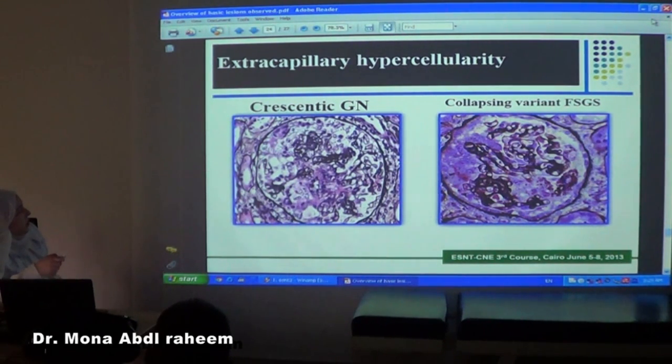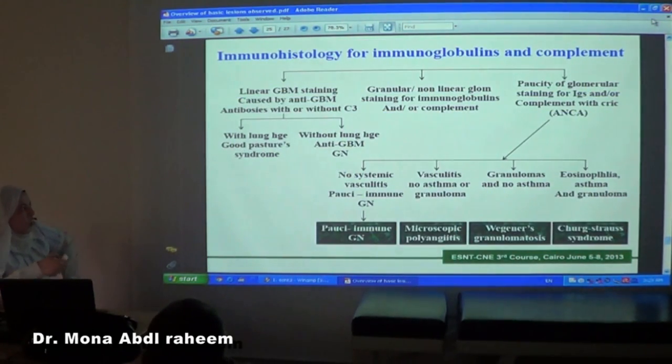The last abnormality that we can encounter in the pathology is extracapillary hypercellularity, which has two types. The crescentic type, like this one, shows proliferation of the parietal epithelial cells lying in Bowman's space. And here is the collapsing variant of focal segmental glomerulosclerosis, as we said before, podocyte hyperplasia or pseudocrescent.